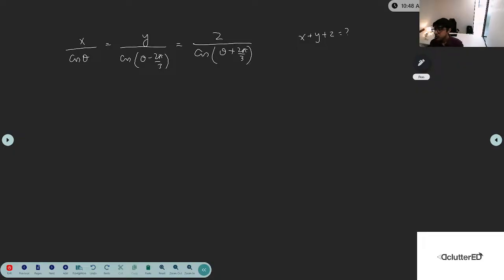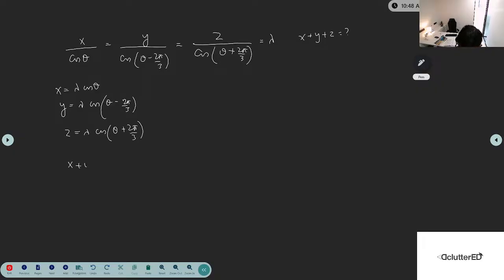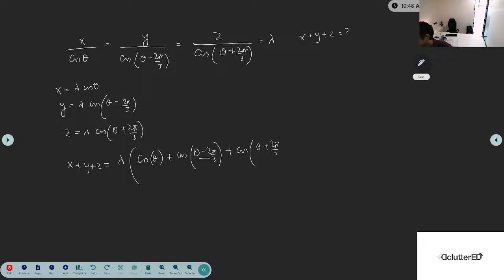Alright, so if I express each ratio to be equal to some variable lambda, I will get x is lambda cos theta, y is lambda cos theta minus 2 pi by 3, and z is lambda cos theta plus 2 pi by 3. And x plus y plus z is lambda into cos theta plus cos of theta minus 2 pi by 3 plus cos of theta plus 2 pi by 3.